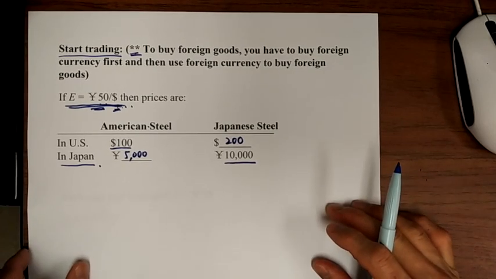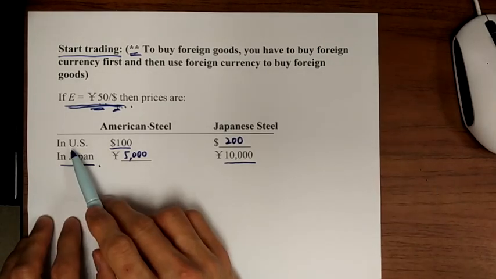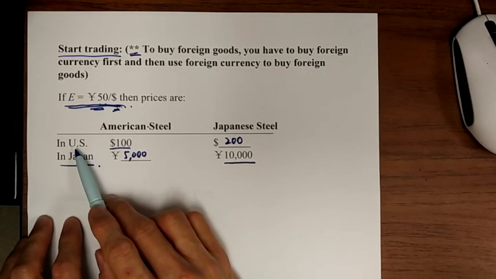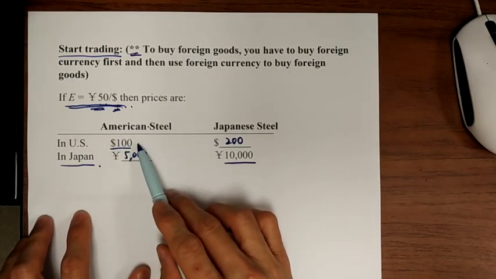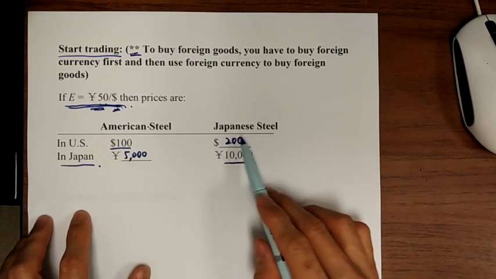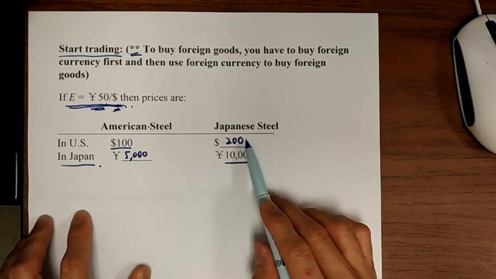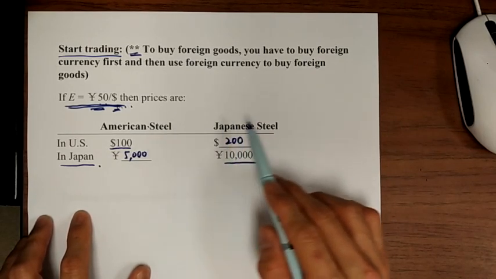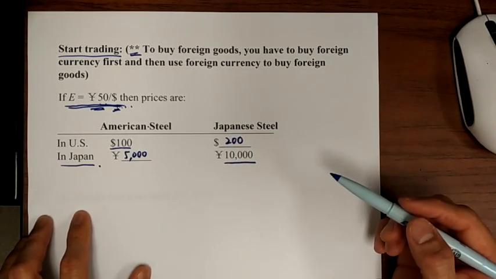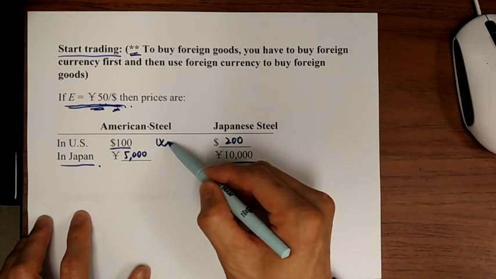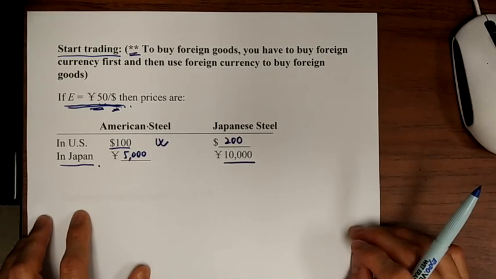Now, here comes the question. In the United States, if you buy American steel, you pay $100. If you buy Japanese steel, you pay $200. Steel is steel. Which one are you going to buy? You are going to buy American steel because it's cheaper.